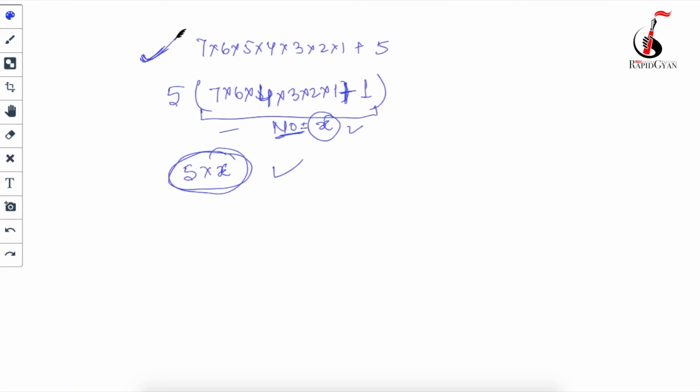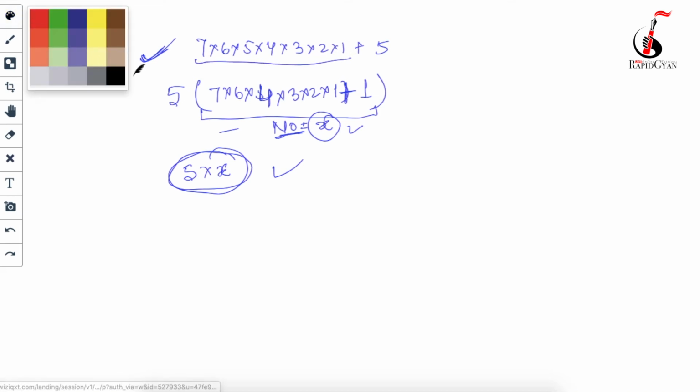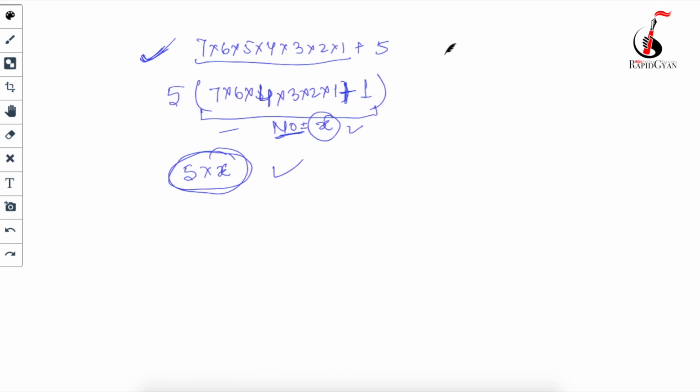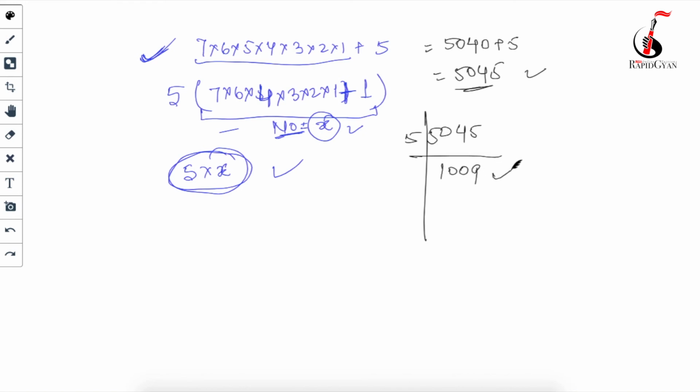So this is one method. Another method, if you want, I can tell you with the normal BODMAS rule which I have told you. If you actually multiply this, it is going to give you 5040, and 5040 plus 5 is equal to 5045. Now you have to do the prime factorization of 5045. 5045 gives me 5 and 1009, and 1009 is a prime number, so it is not divisible by any other number except itself. So I get 1. Again, I can write this total as 5 times 1009.